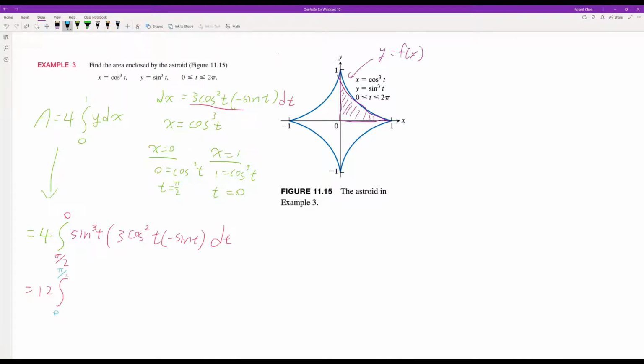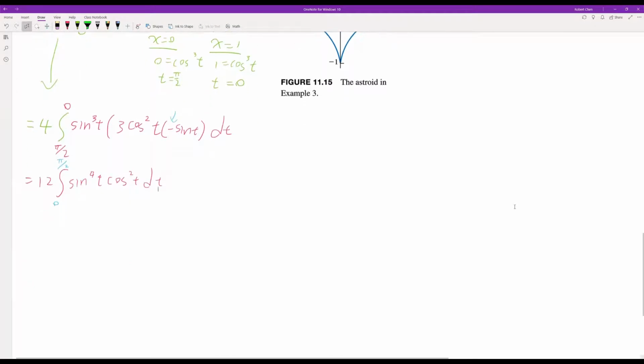And when I do that, the integrand is going to change signs, meaning I can just ignore this negative sign right here. So everything will become nice. And that looks like sine to the 4th power t times cosine square t dt. Okay. And here we're going to use the double angle formula for cosine to simplify it.